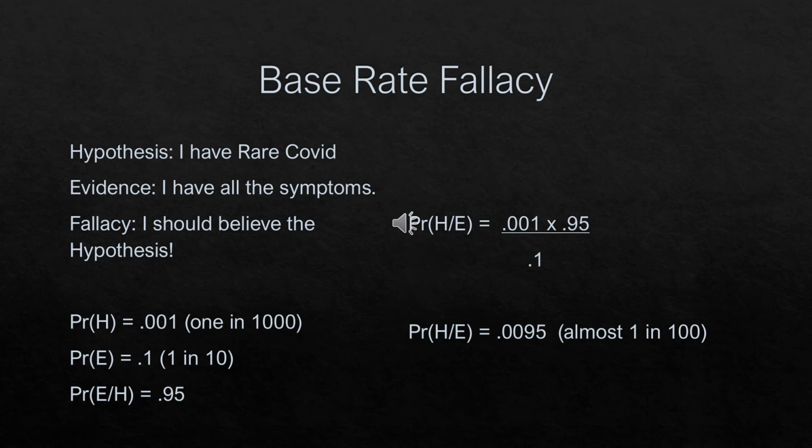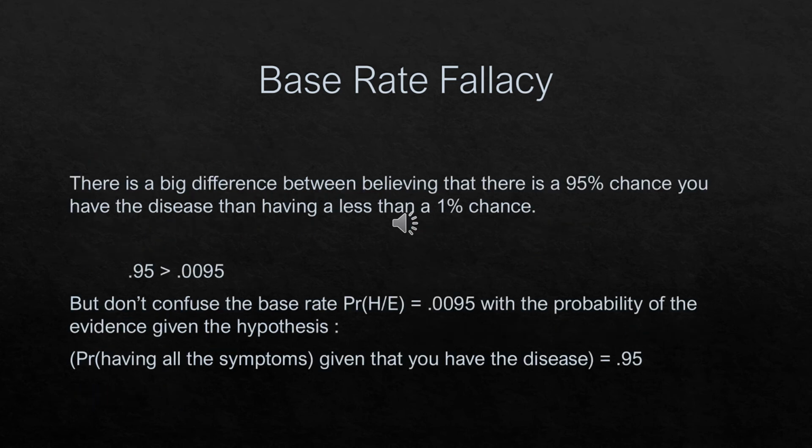And this is why this is the base rate fallacy. It seems like it's really likely that you're going to have rare COVID if you have all these symptoms, but it's actually not, because people get confused when they think about the probability of the evidence given the hypothesis and the probability of the hypothesis given the evidence. There's a really big difference between believing that there's a 95% chance that you have this disease and that you have less than 1% chance of having this disease, right? And so you need to not confuse the base rate with the probability of the evidence given the hypothesis.